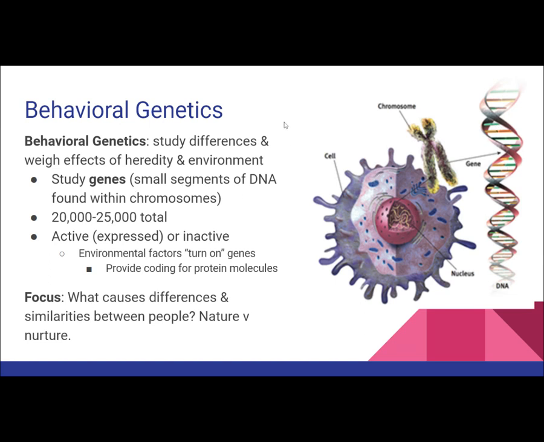So we'll be looking at our genes, right? The segments of DNA ultimately found within chromosomes. We have around 20 to 25,000 of these total. And one of the things that you have to know for psychology is that each one of these is ultimately either active or inactive, so expressed or inexpressed. So what that means is that nature gives us that set of DNA, and then ultimately, nurture is what activates or sometimes deactivates some of those genes.